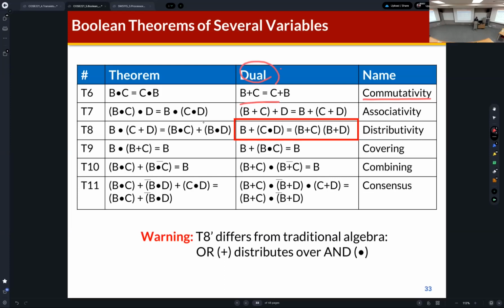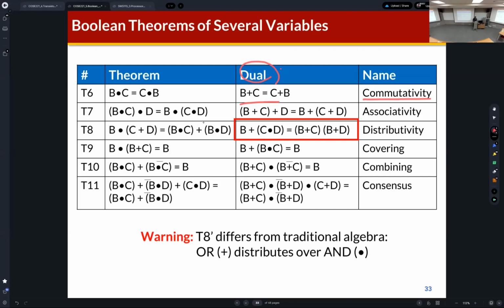Then associativity. It's also the same. The output of the AND gate does not depend on the order of inputs, which means that if we use three inputs, then we can generate the first AND of two terms first, and it's the same. The bracket of B and C and D equals B and bracket of C and D. Okay?